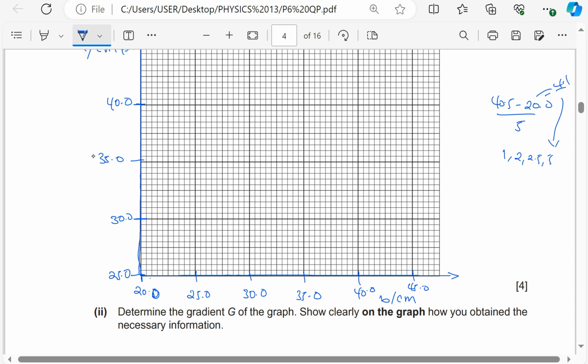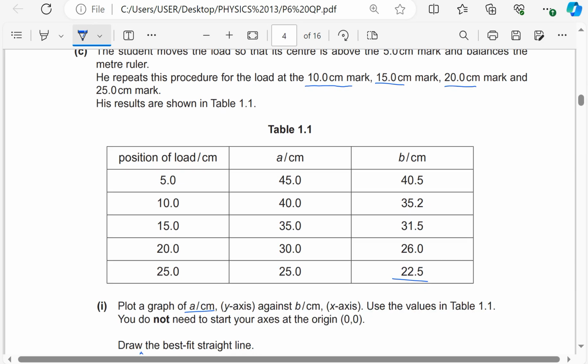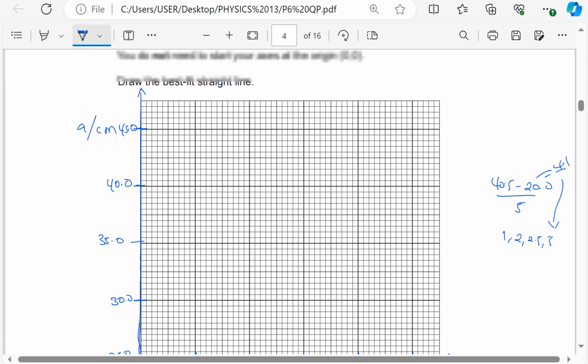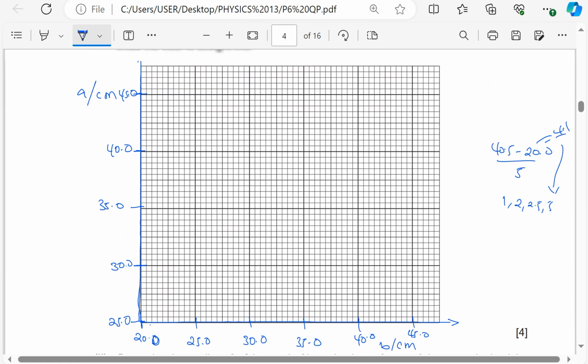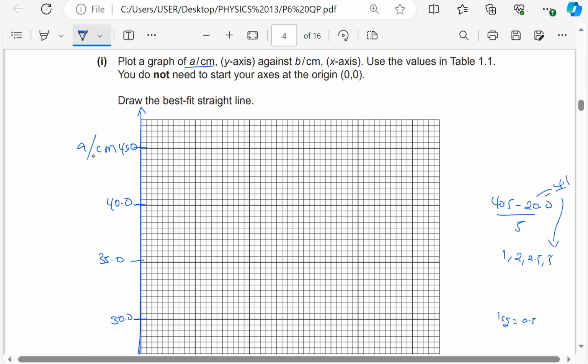So now I start plotting. The first point was 45 and 40.5. So 45 is on the y-axis, then 40.5. So the scale on the x-axis is 1 square is 0.5, because it's 5 divided by 10, which is 0.5. So 1 square on the x-axis is 0.5. So 40.5 is going to simply be a point here.